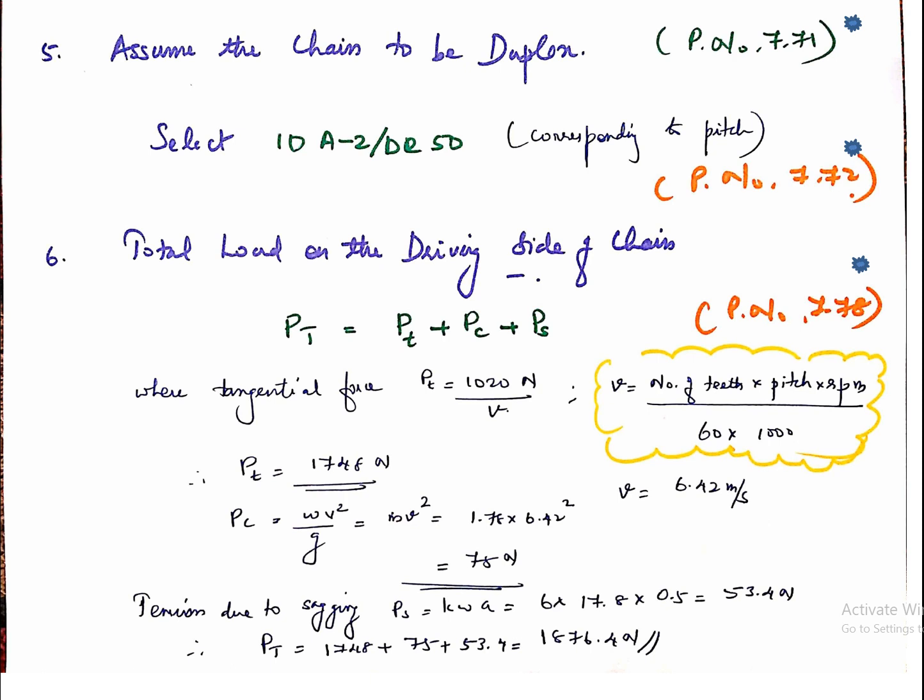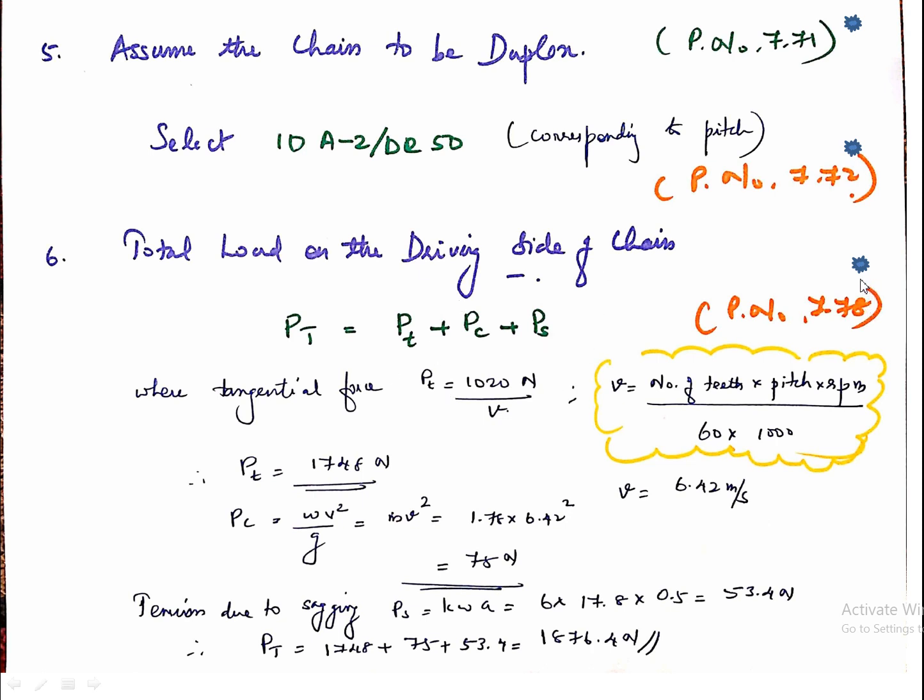So after selecting a duplex chain, the next step is to find the total load acting on the driving side of the chain. The total load acting on the driving side is given by this equation, PT plus PC plus PS. You can see this equation on page number 7.78. The total load is equal to tangential force PT plus centrifugal force PC plus tension due to sagging PS. It's a combination of these three forces.